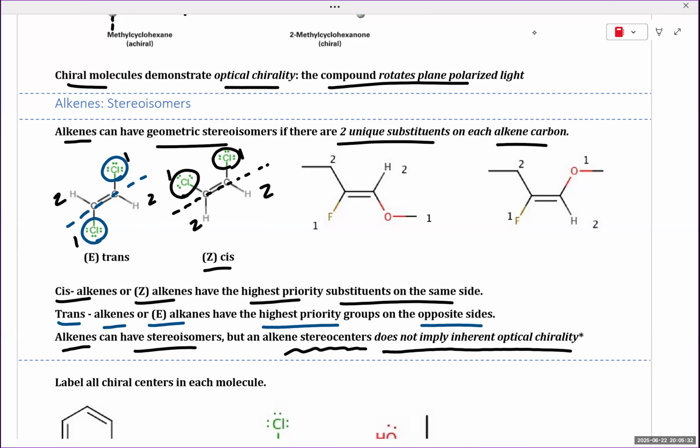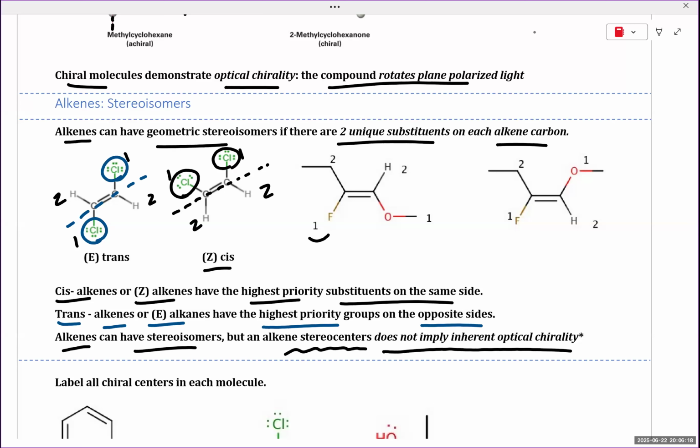Now, just to make sure that we're comfortable with these definitions of Z versus E alkenes, I'd like you to take a few moments and assign each of these alkenes as Z or E. I have taken the liberty of already assigning priority. Remember, priority is based on atomic number. The largest atomic number gets the highest priority assignment. We'll talk more about this later, but for now, I provided you the priority numbers, and I'd like you to tell me for each of these alkenes, are they Z or E alkenes? So pause the video, take a few moments, and then we'll discuss.